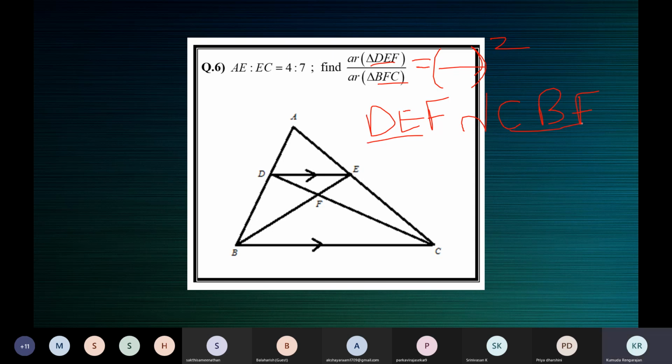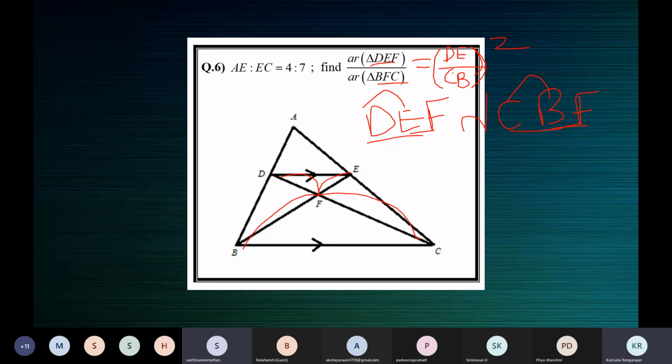DE by CB. You can use DE by CB or you can use EF by BF. But EF by BF, we don't know the ratio. Then DF by CF, no, we don't know the ratio. But if you use DE by CB, let's just try that. DE by CB. We have some hope here. Why? Yes, ma'am, it is equal to 4 by now.